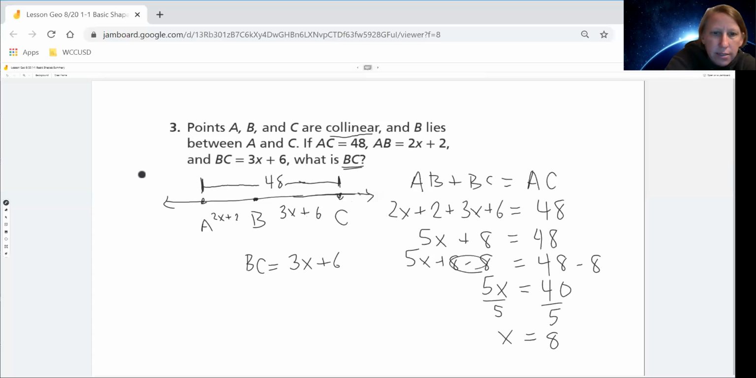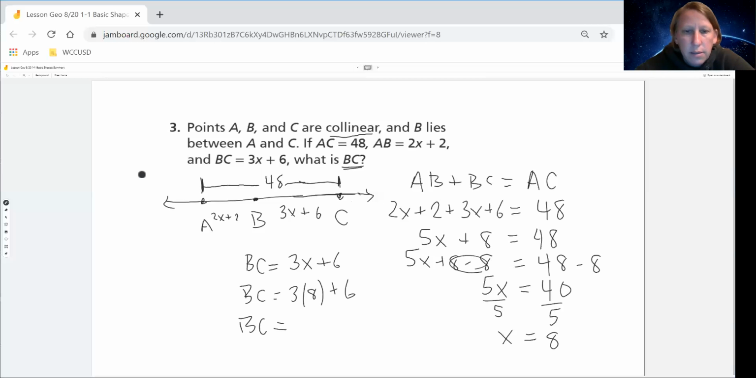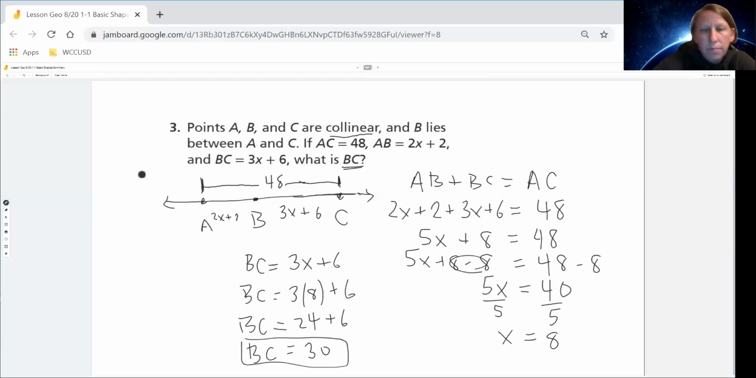So we're going to take that and substitute it in. So it's going to be 3 times 8 plus 6. Okay, what's 3 times 8? 24, and 24 plus 6 is 30. Okay, now I found it. That's the answer. That's some way that you could show work.